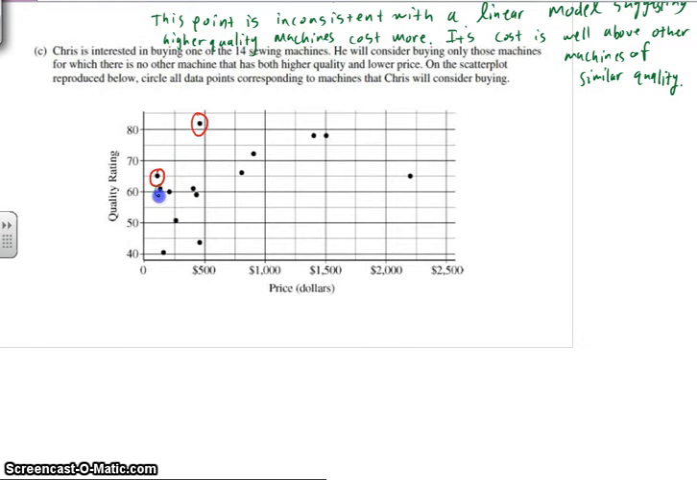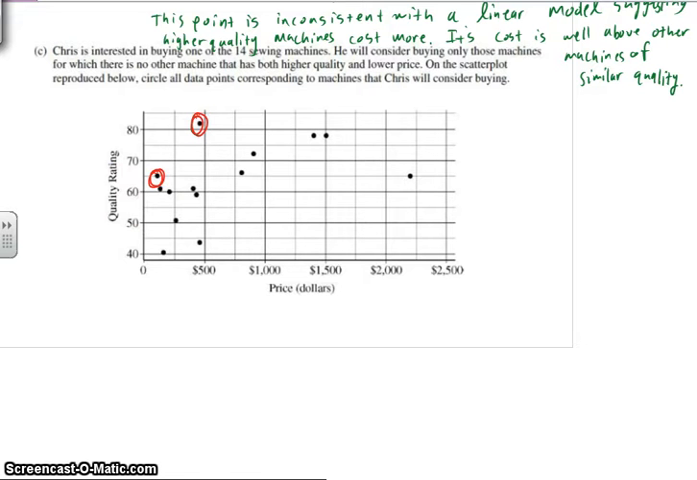Now, why do these other ones not? This one, let's say this one right here. This one, there's a one with a lower price that has a higher quality, so that one doesn't work. Something like this. This one has something with a higher quality and lower price. But both of these points, I'm talking about this one right here, there are ones that have lower prices than this, but there are none with higher quality. This one here, there are several with higher quality than this, but there are none with lower price. So those are the two that had to be circled here.